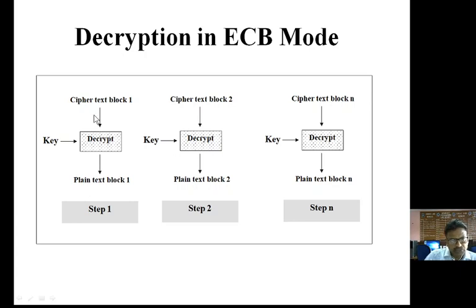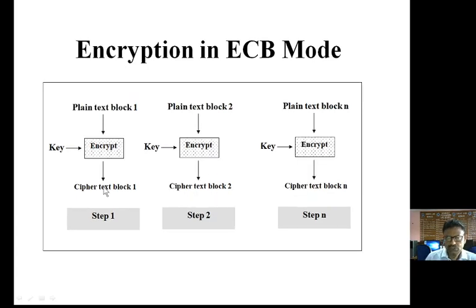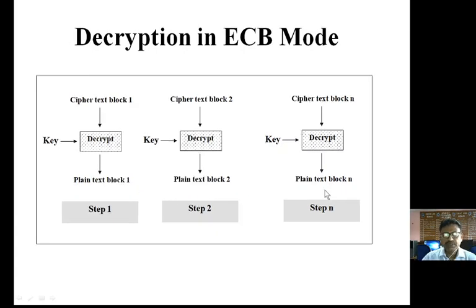And with the help of ciphertext block 1, if we apply the key and decryption algorithm, we will get the plain text block 1. So this is the thing which is done by the sender, and it will be used to send the ciphertext blocks to the receiver. Whenever the receiver receives it, it takes the ciphertext block 1, applies the key with the help of the decryption algorithm to get the plain text block 1, 2, and so on.